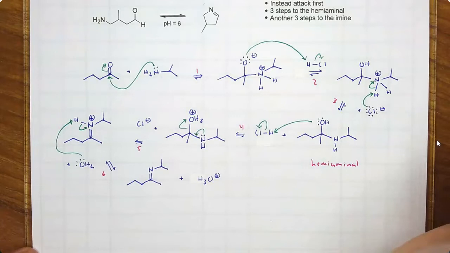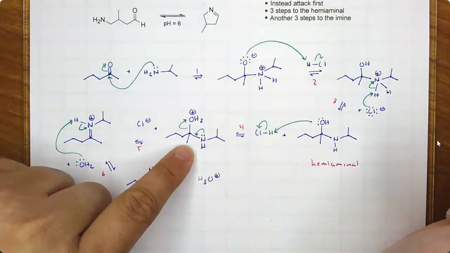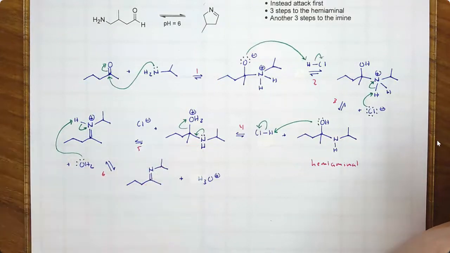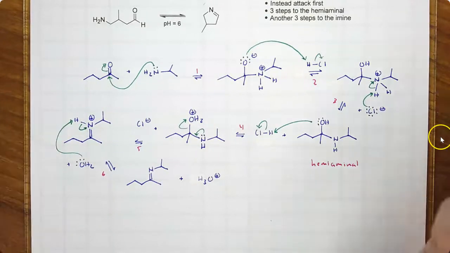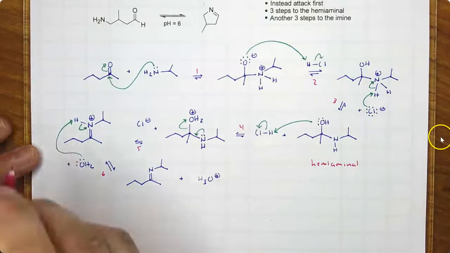In the acetal formation, we had a special name after this step when we made the double bond to an oxygen. That was called the oxonium ion. We don't have that special name here, but we do have this imine that's protonated. So you do go through the protonated imine.